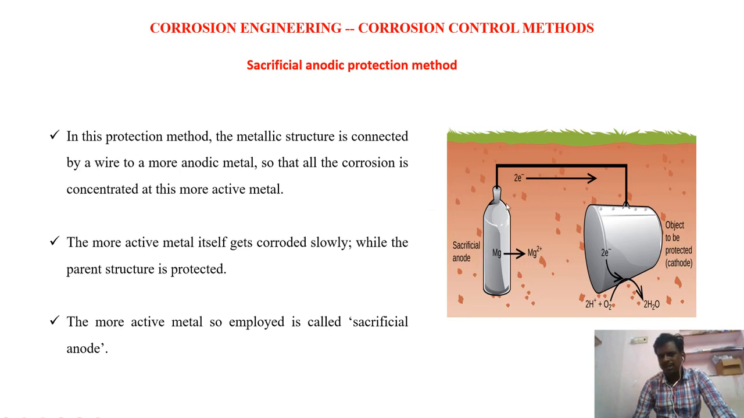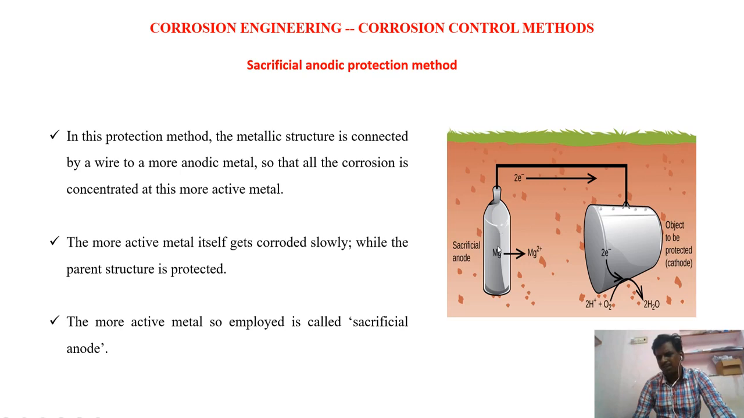So here the more anodic metal acts as a sacrificial anode. That means this more anodic metal undergoes corrosion rapidly and releases electrons. These electrons are consumed at the cathode by the corrosive agents. So overall, the cathodic metal is protected now. Again, I have to say the metal which has to be protected is placed as a cathode only.